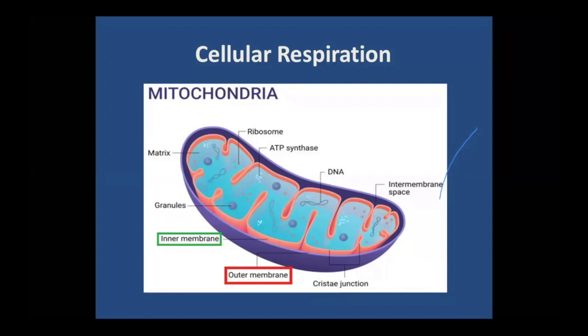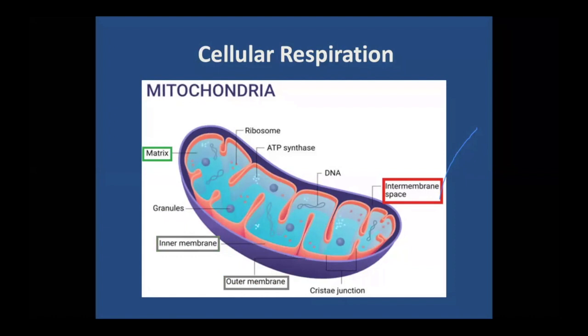Now for the compartments, we would see the matrix and the intermembrane space. The intermembrane space would be found between the outer and the inner membrane, and its contents would actually be similar to that of the cytosol. The inner compartment, however, which is found inside the inner membrane, is the site of the Krebs cycle.